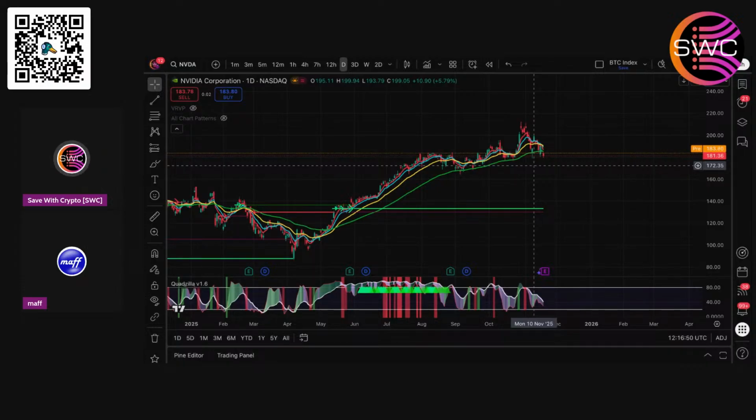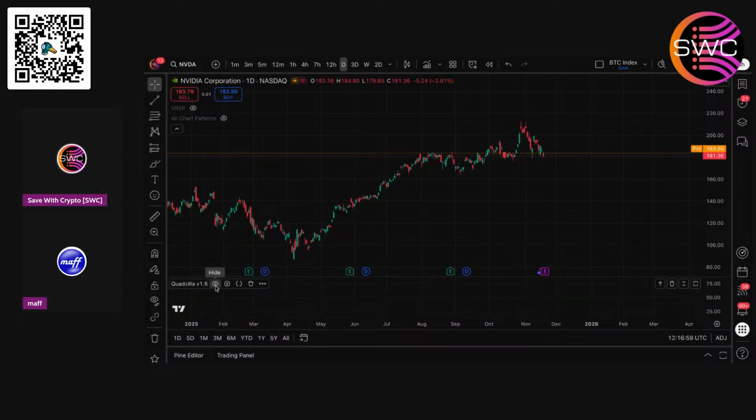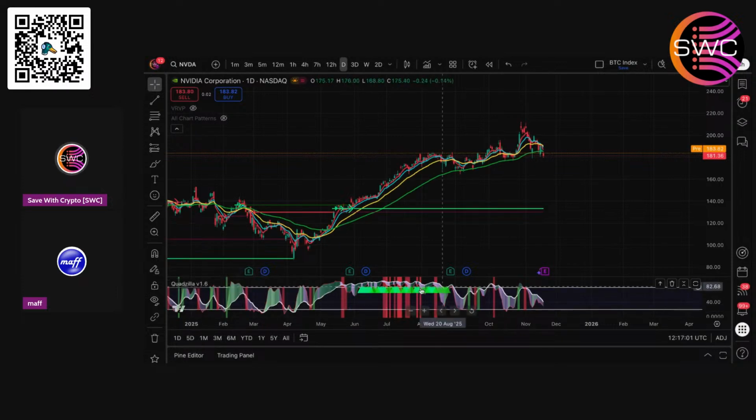I think everyone here knows that we have Quadzilla, our indicator, which is this thing that I'll just blip on and off. It's that thing that does the momentum oscillator down here and all these bits and bobs up here.